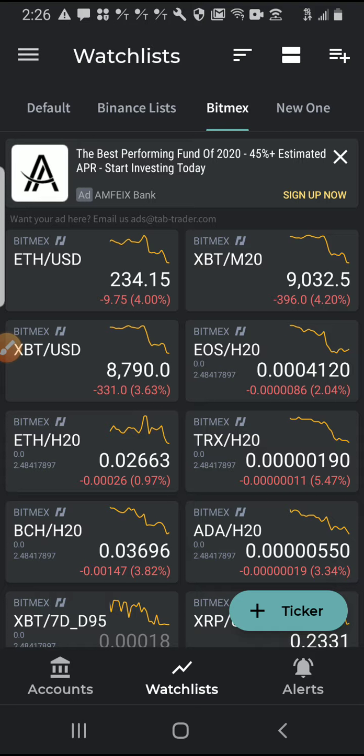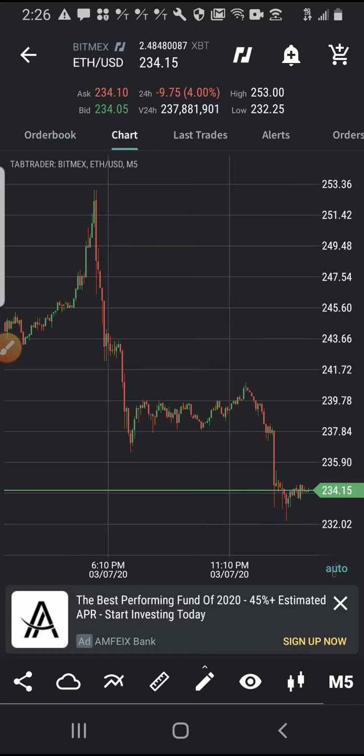So, we normally go to our Ethereum slash USD pair. We'll click on it, and I don't know if you guys notice we have some icons below our phone. We have something like a share button, something like a cloud, something like an arc, ruler, edit pencil, eye icon, and so they are our tools.